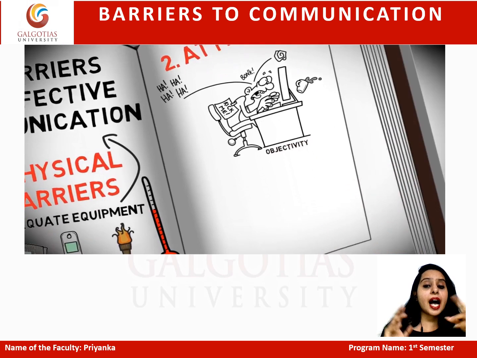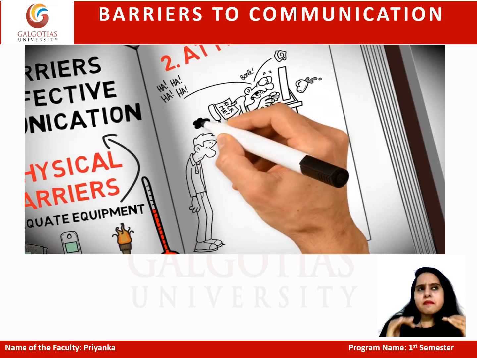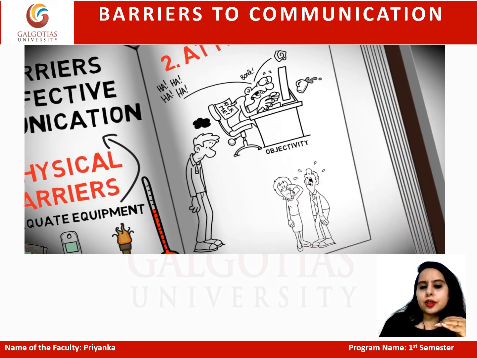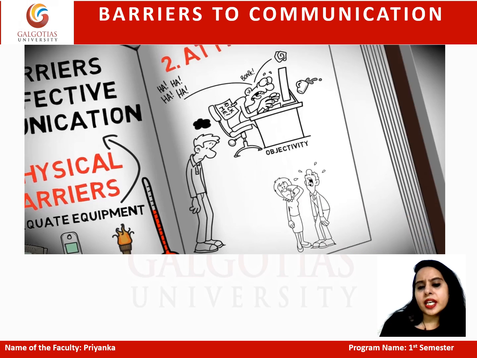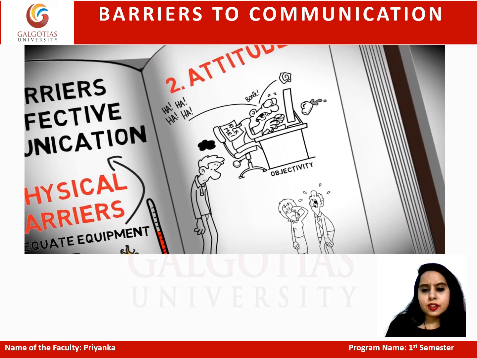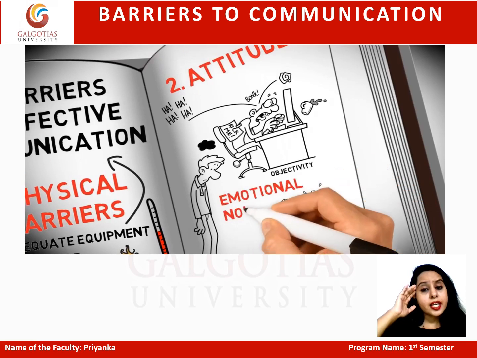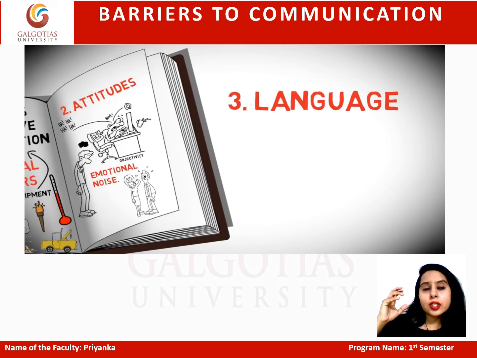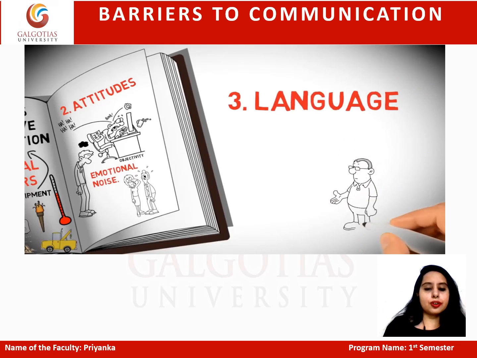Second comes at the attitude level. I am not in an attitude to listen to you because you are junior to me. So I have a negative attitude towards you. Why should I listen to you? I have an emotional lack, that I am not in an emotional state to listen to you.